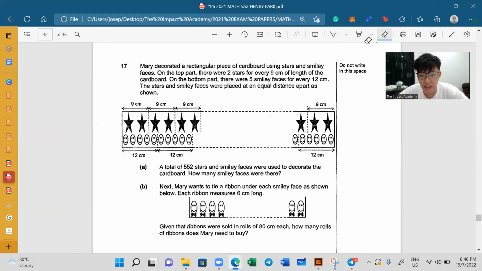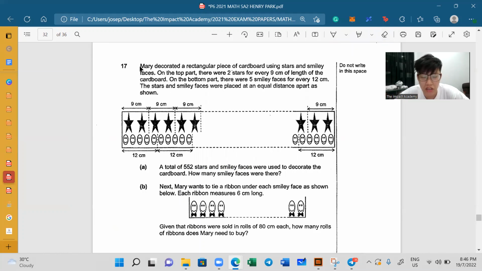Today I'm looking at question 17 of P6 2021 SA2 Henry Park. I would say that this is a question that many students struggle with, which explains why I'm recording this video to really help you all understand how you are supposed to do this question. What are the processes? What are the thought processes behind a question like this? So without any further ado, let's quickly dive right into it.